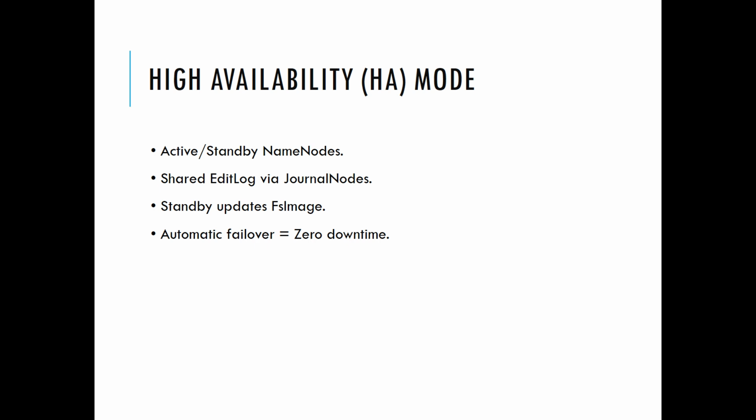In a standard setup, the NameNode is a single point of failure. To address this, HDFS supports high availability mode. In HA, there are two NameNodes, one active and one standby. They share the edit log through a group of independent daemons called journal nodes. The active NameNode writes edits to the journal nodes, and the standby reads these edits and applies them to its own in-memory state. This standby also periodically checkpoints by saving a new FsImage. If the active NameNode fails, the standby can quickly take over, providing automatic failover and zero downtime.